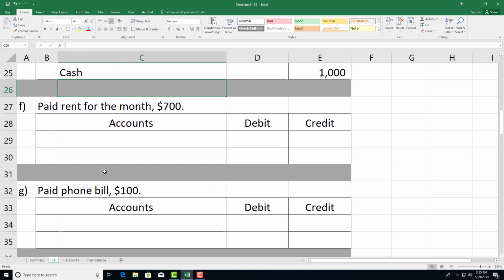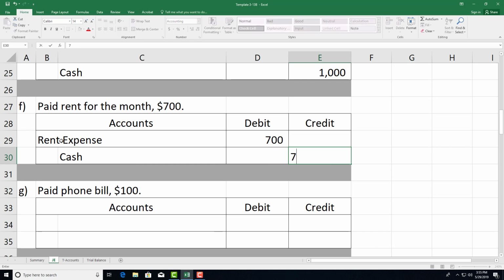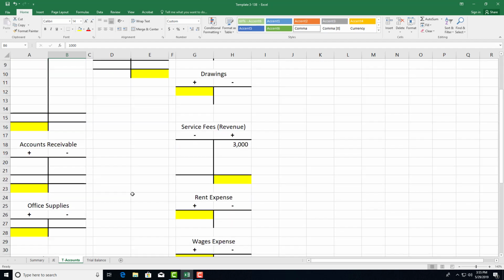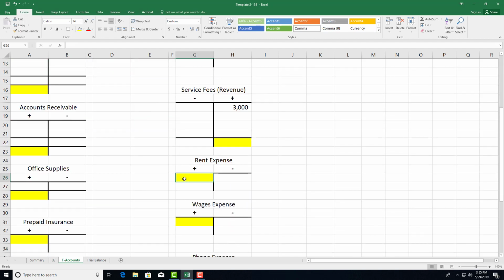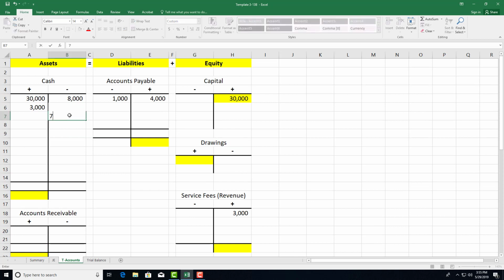Okay, transaction F. Paid rent for the month, $700. Rent is a cost of doing business, so we will debit rent expense, $700. We see that word paid, so I know cash is involved, $700. Again, when I look at my T accounts, does that make sense? I am increasing my expense with a debit, decreasing cash with a credit.